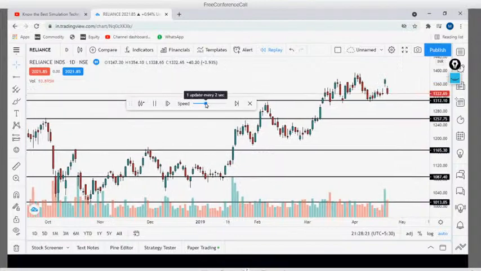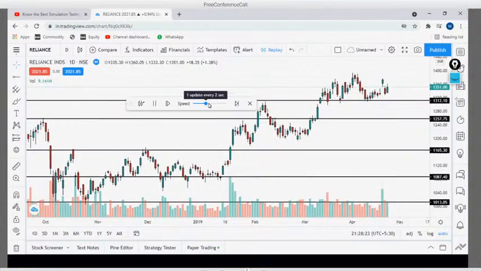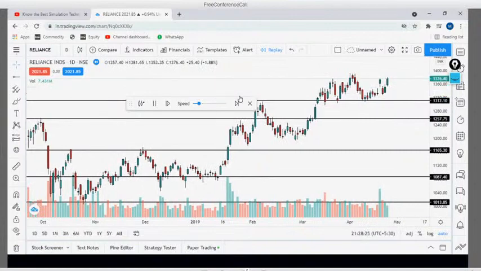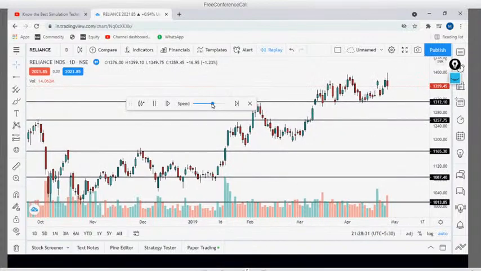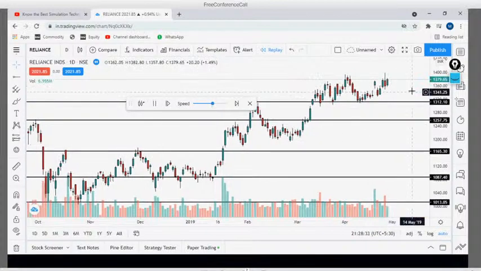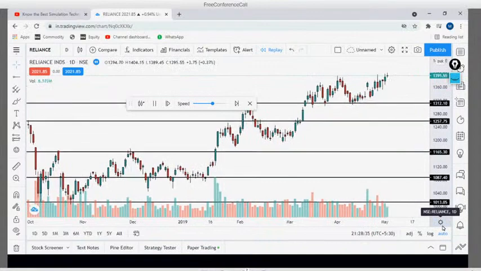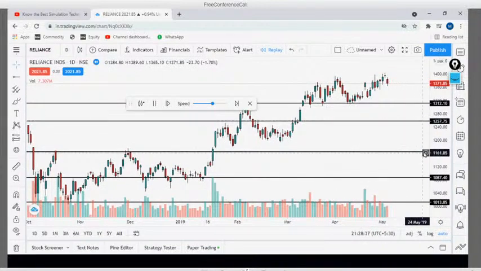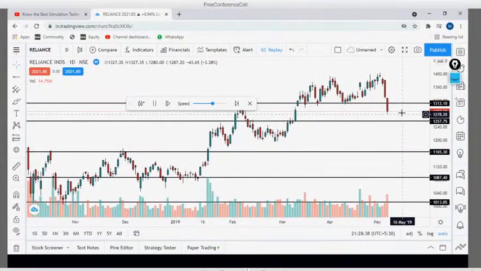If you want, I can increase the speed a little so that you can see that. One second, we'll put one second. See how the same level. See here. Now I'll pause here.